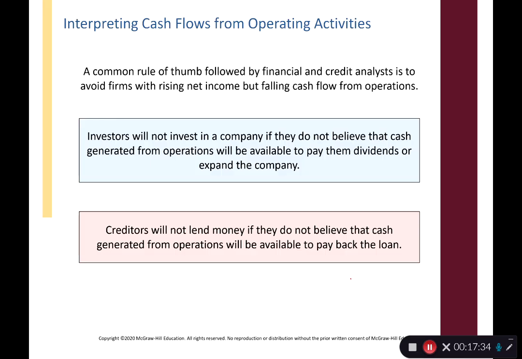Financial analysts generally avoid firms that have rising net income but falling cash flows, because if a company cannot convert that net income into cash, it basically means they're going to have difficulty paying their debts when they become due, and they're also not going to have the ability to pay dividends and expand the company. Creditors are not going to lend money if they don't believe the cash generated from operations will be available to pay back the loan, because just like investors want to make a return on investment, creditors want to make sure that they'll be paid back.